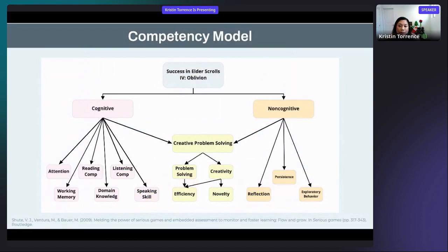So here's a full competency model for success in Oblivion, and it's divided into two first-tier facets, which are cognitive and non-cognitive skills, both of which can be operationalized further into second-tier facets. And then you can see creative problem solving is a predictor of both cognitive and non-cognitive skills that are being assessed in the game. And it has its own competency tree, just like the others. And creativity, you can see here, is also operationalized further, and so is problem solving, but creativity connects to both efficiency and novelty.